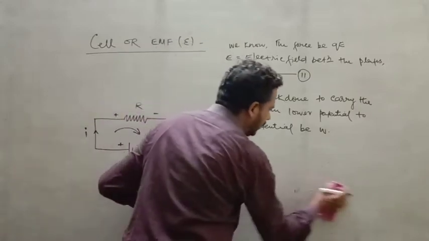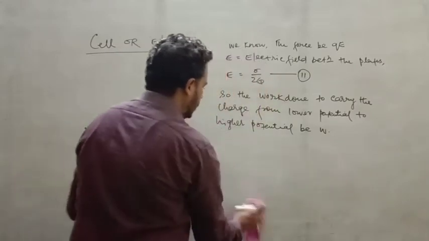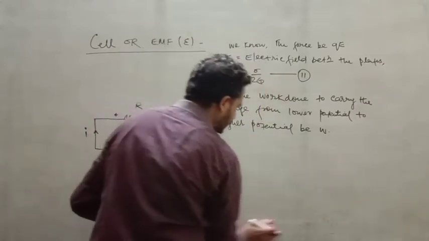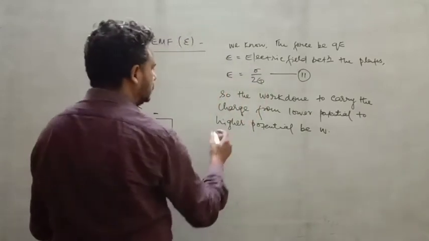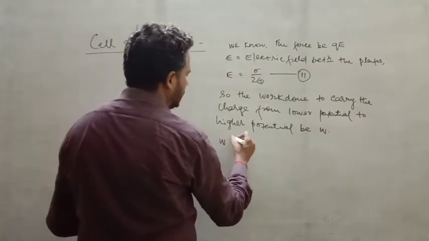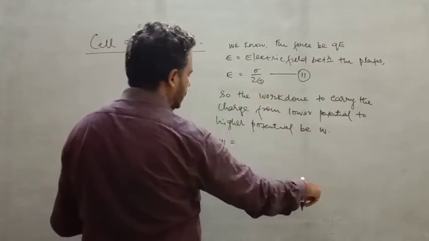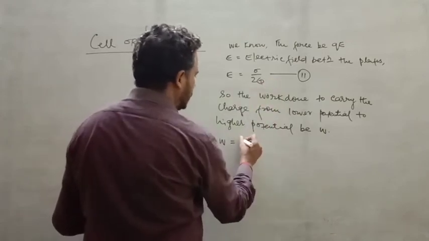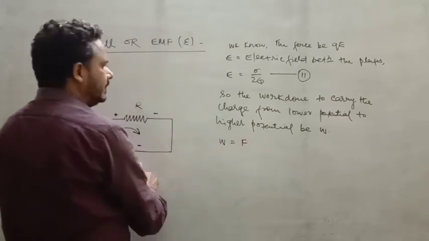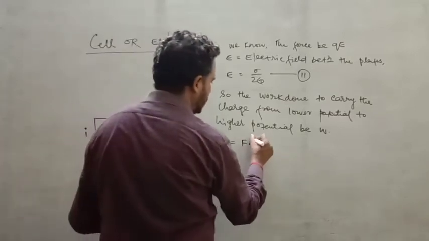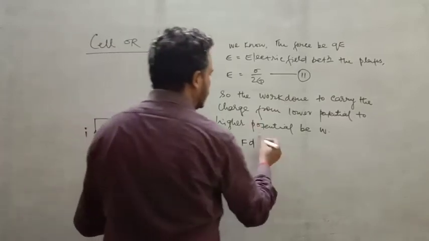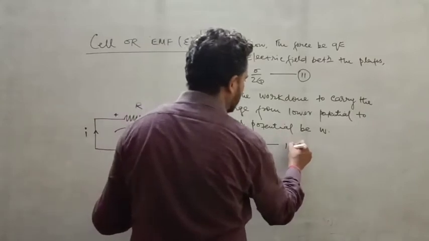So now from here your work done is force into displacement. You have got your force from equation 1. So this one is F, and the separation between the plates is D. Alright, so this one is your next equation.